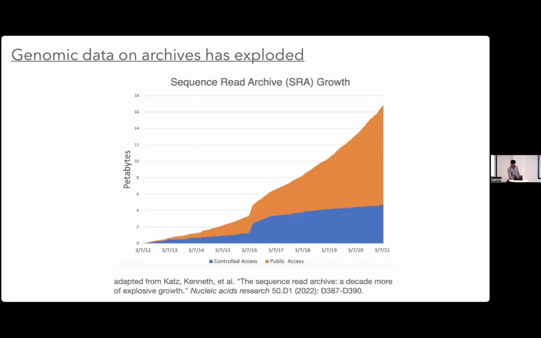At the same time, genomic data on public archives has exploded. There are now over 17 petabytes of data on the largest of these archives, the Sequence Read Archive. And investigators are required by federal funding agencies to deposit their data on these archives when they're publishing their papers. So it's composed of both controlled access and public access data. The controlled access data is human.